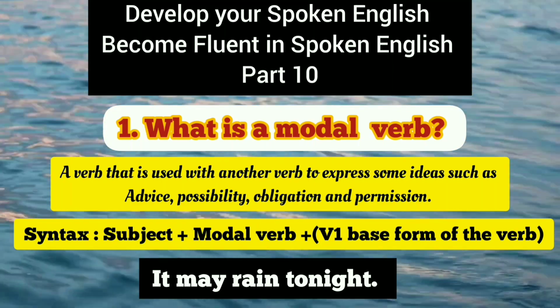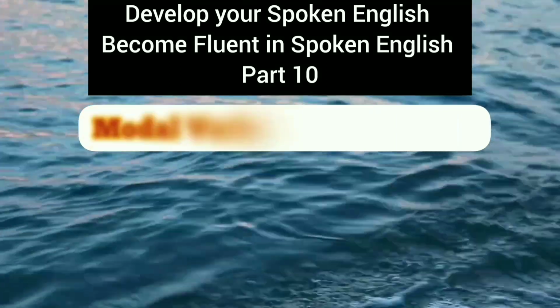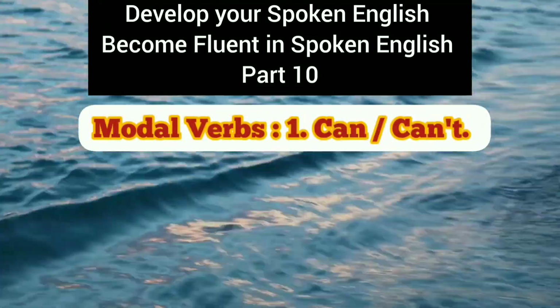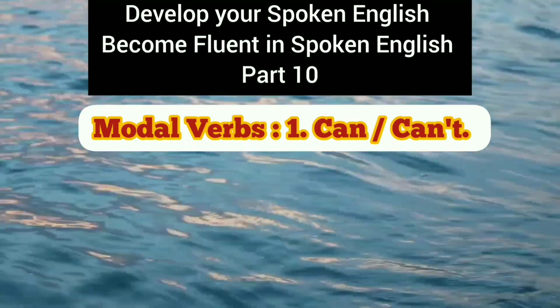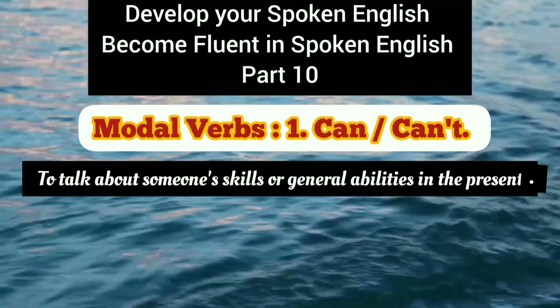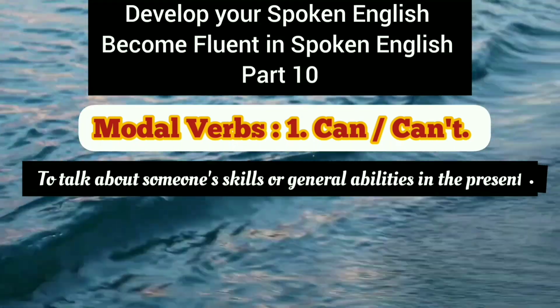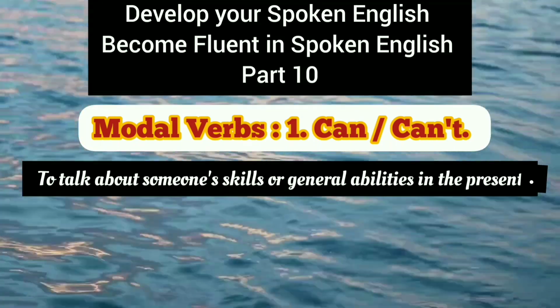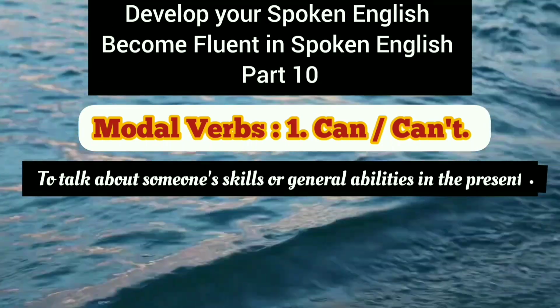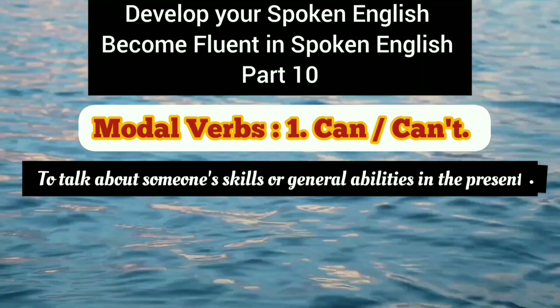So as you see friends, at first I'm going to discuss the use of can and can't. I think it's very important to know how to use the modal can. The modal can is used to talk about someone's skills or general abilities in the present. So at first we use can to talk about someone's skills or general abilities in the present tense, right?